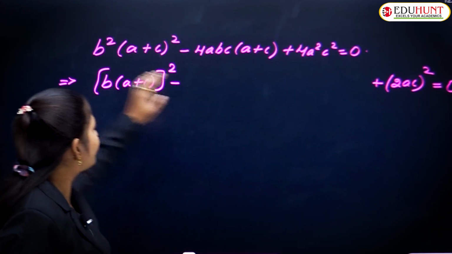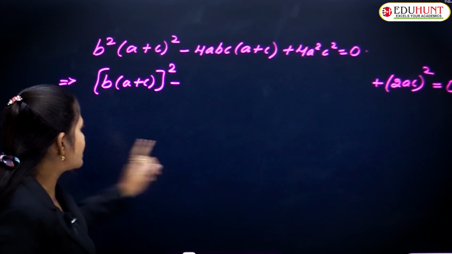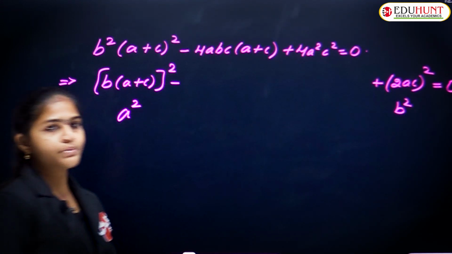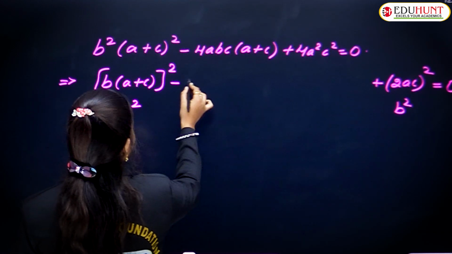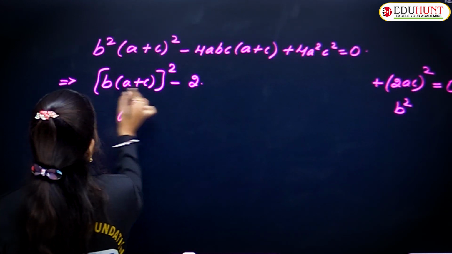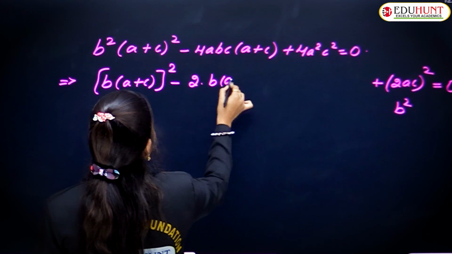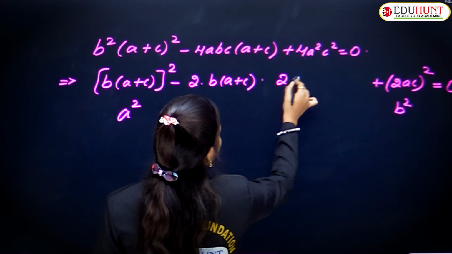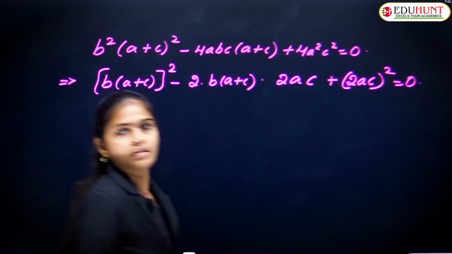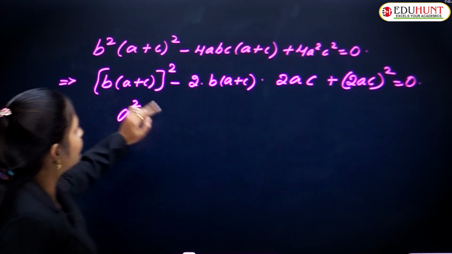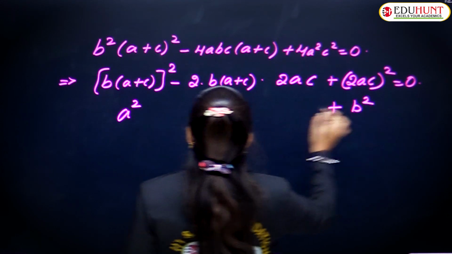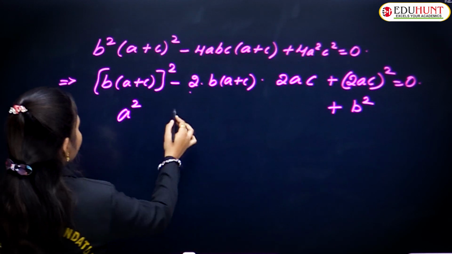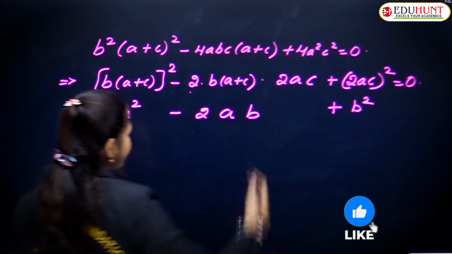So just observe that the first term and the last term. So this is a square and the last term is b square. So a square plus b square plus 2ab term we have to write. So 2 into a is equal to here b into a plus c, and here b is equal to here 2ac. Okay, clear? So see that a square plus b square and here minus 2ab. Clear? So minus 2ab. Is it clear to you?